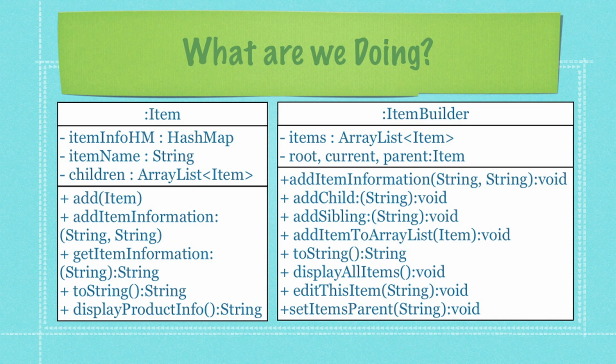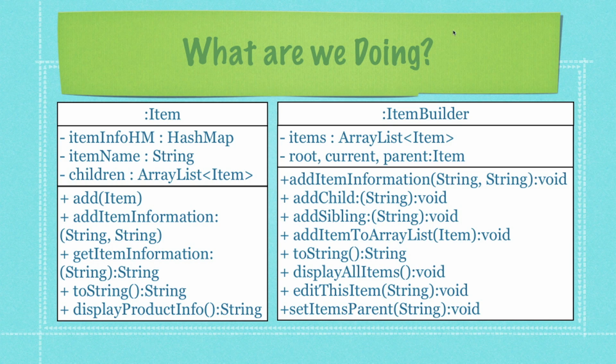I'm also going to have item names. That's going to be stored in itemName. Children is going to be all the children of this item in the tree structure. Add is a method that's going to add children items. Add item information is going to store information in the item info hash map. ToString, in my example, is going to return the item name, item information, and all children of the item, as well as their item information. And then display product info is going to return all info for each one of the items.